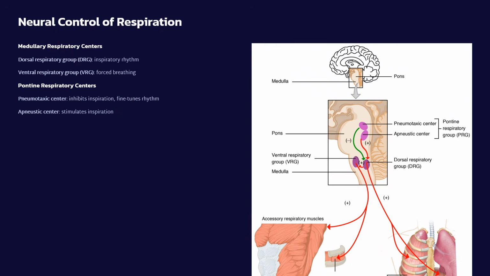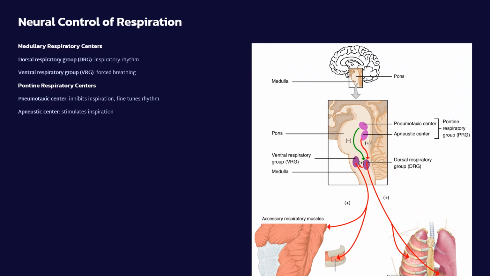Now for the neural control of respiration. It is mainly handled by your respiratory centers in your medulla oblongata and your pons, which automatically set the basic rhythm of breathing and adjust the rate and depth as needed. We have your dorsal respiratory group, which is your inspiratory rhythm, and your ventral respiratory group, or VRG, in your forced breathing. That is located in your medulla.